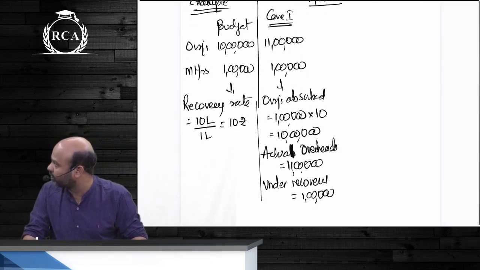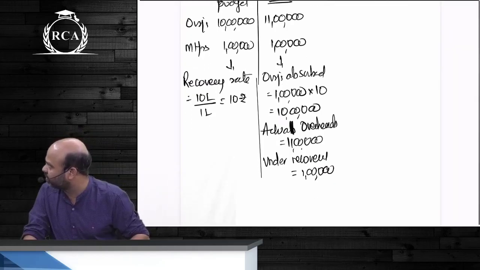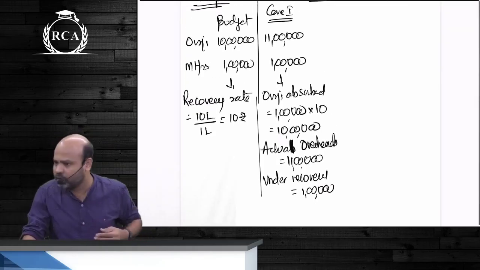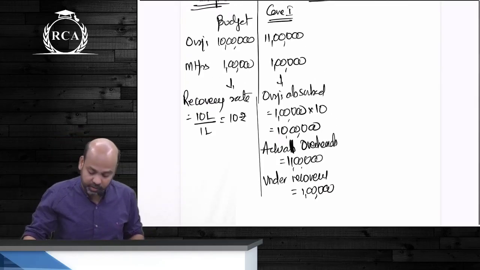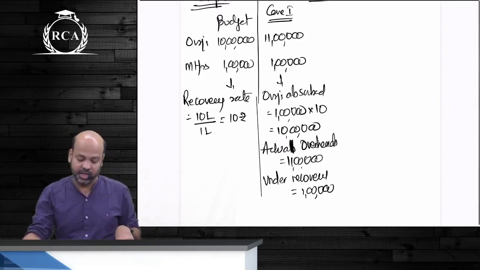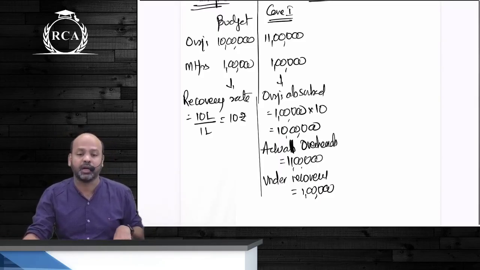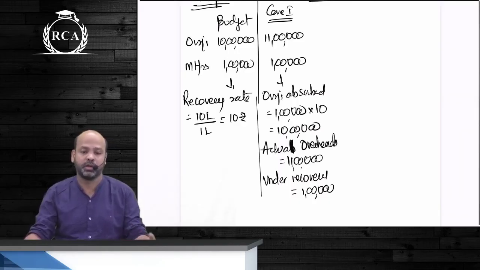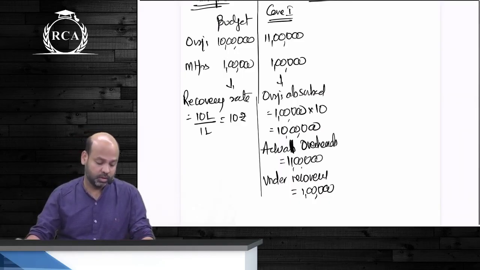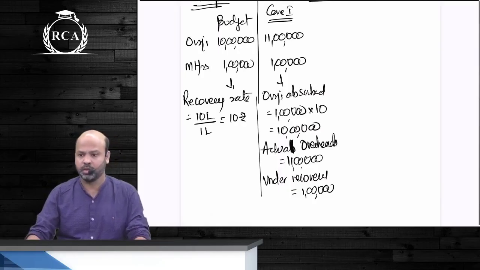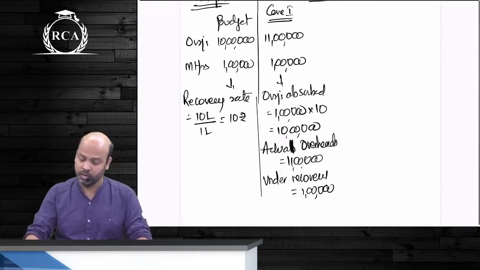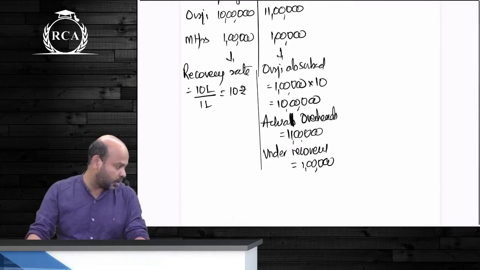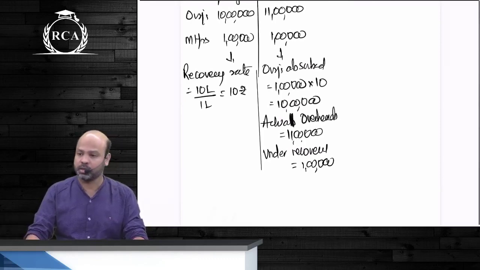Case 1, guys: overheads are 11 lakhs, machine hours are 1 lakh. Overheads absorbed would be 10 lakhs. You will compare that with the actual overheads, guys, of 11 lakhs, resulting in an under recovery of 1 lakh rupees.